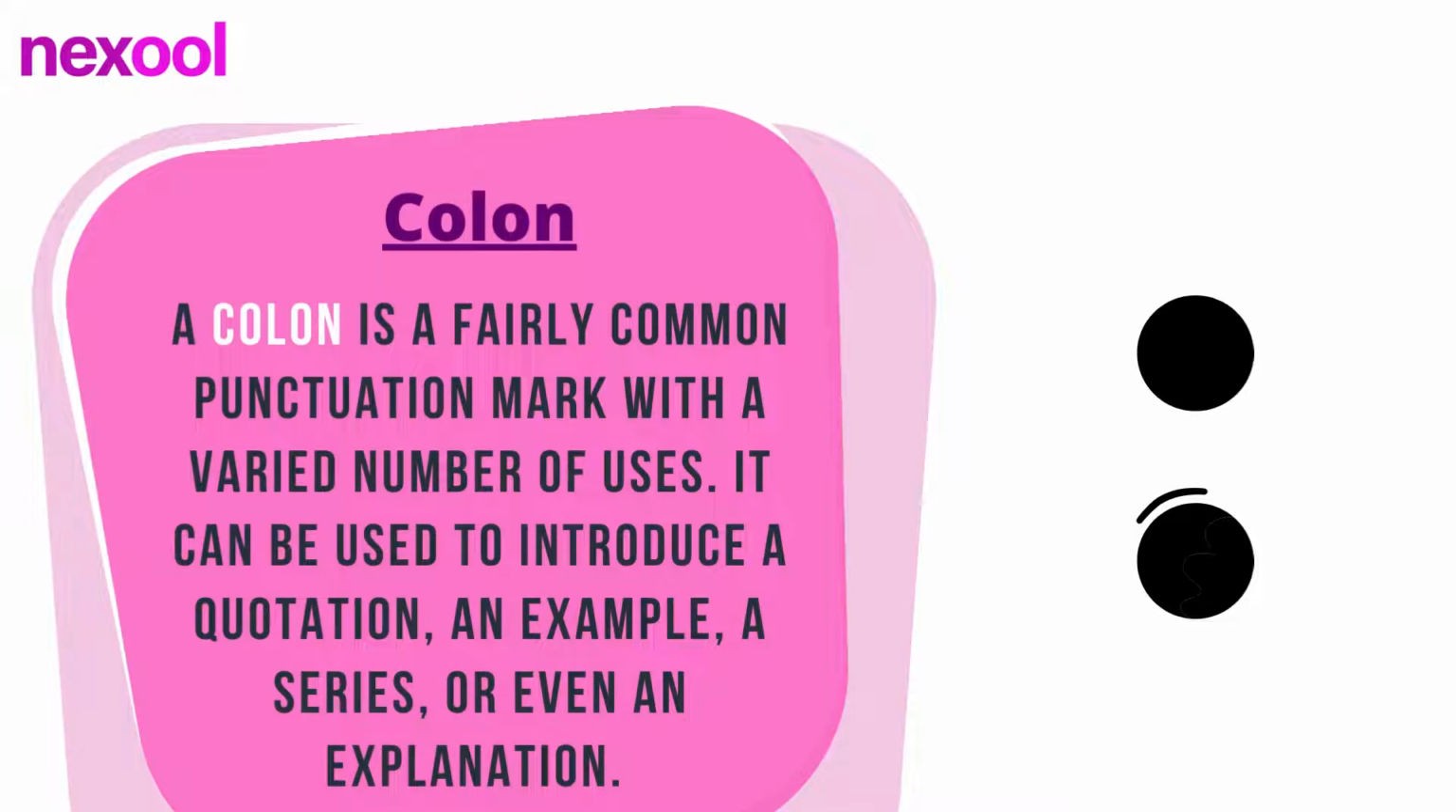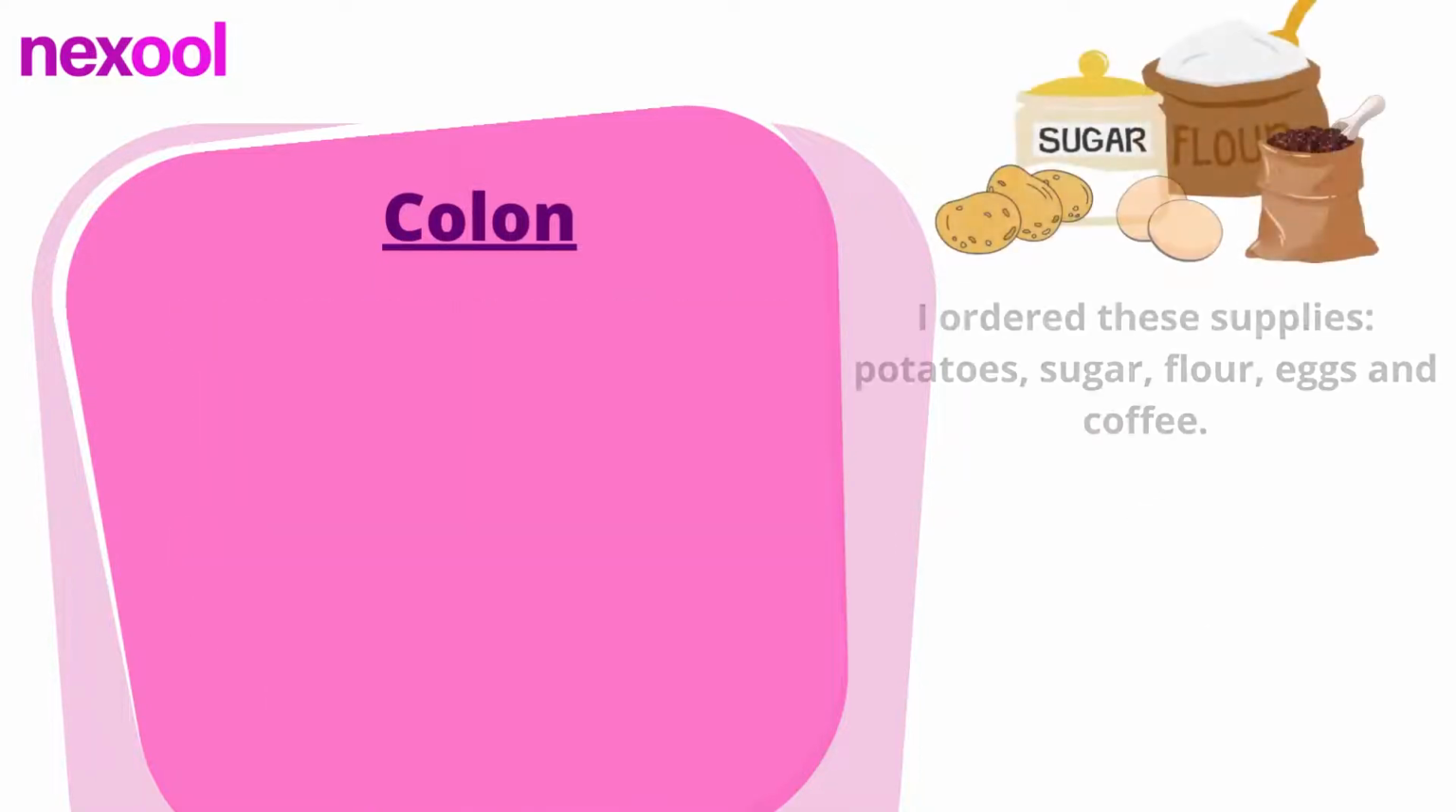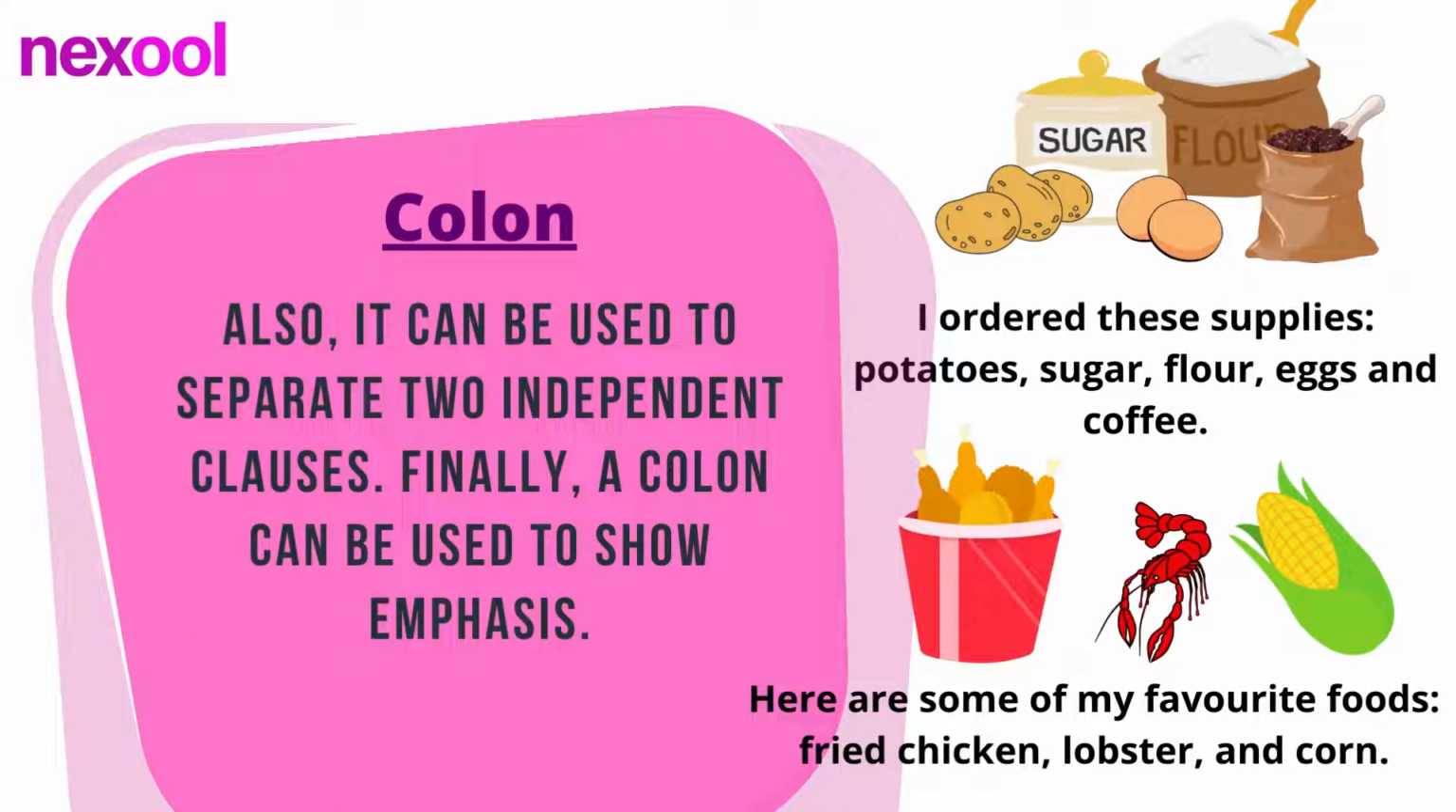First, colon. A colon is a fairly common punctuation mark with a varied number of uses. It can be used to introduce a quotation, an example, a series, or even an explanation. Also, it can be used to separate two independent clauses. Finally, a colon can be used to show emphasis.